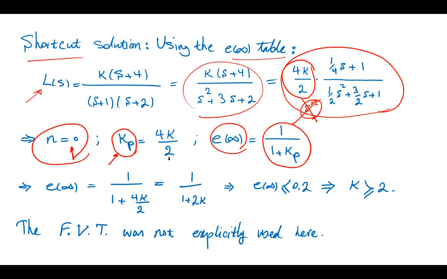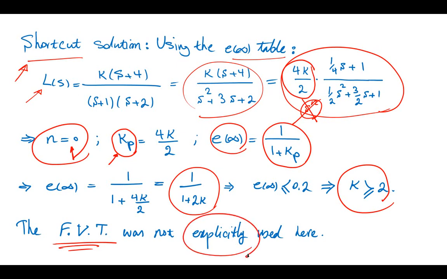Let's replace Kp with the relation, simplify it, and we end up with the steady state error equals 1 over 1 plus 2k. For this to be less than 0.2, we need that. So in this shortcut method, the final value theorem was not explicitly used, but the steady state error table which we used was based on the final value theorem.